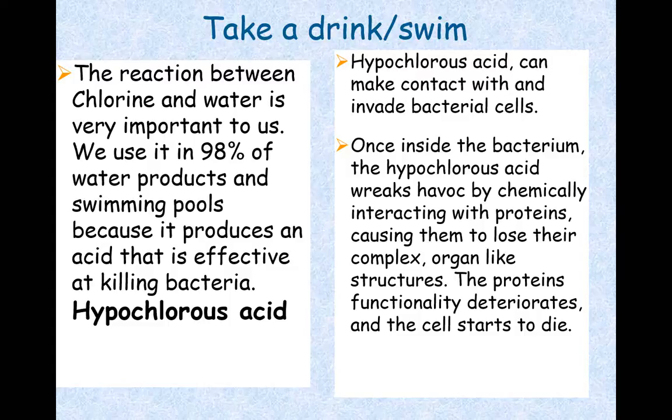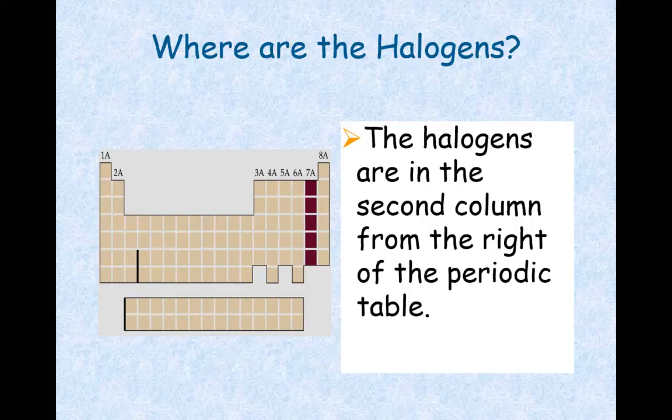Once inside the bacteria, the hypochlorous acid wreaks havoc by chemically interacting with the proteins, causing them to lose their complexity and start to break down. Here's where they're located.